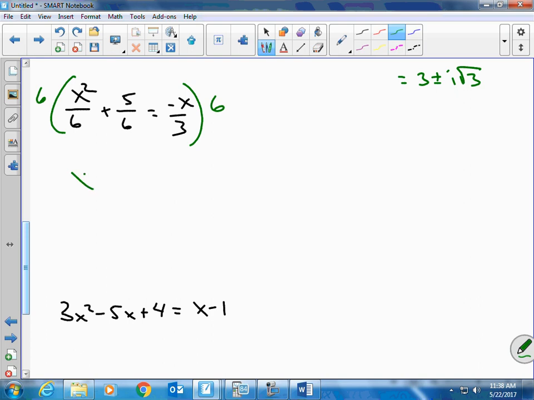That's kind of nice. What the whole point was. In these two, the 6's go away, and I get 5. In this one, the 3 goes into 3 one time, and the 3 goes into 6 twice. 2 times a negative x is a negative 2x. Mission accomplished. The fractions are gone.